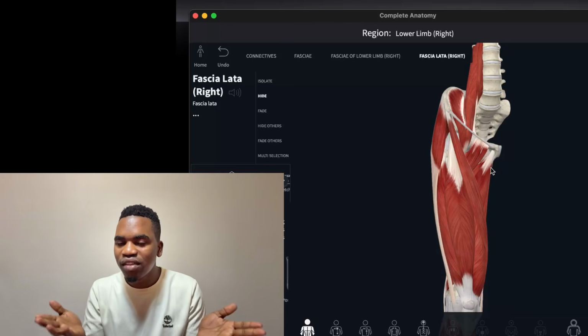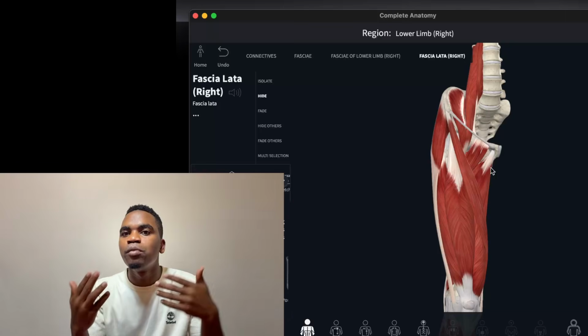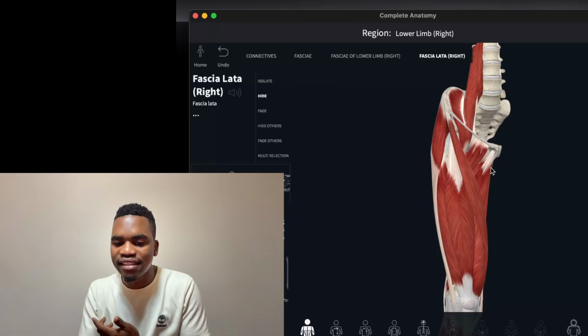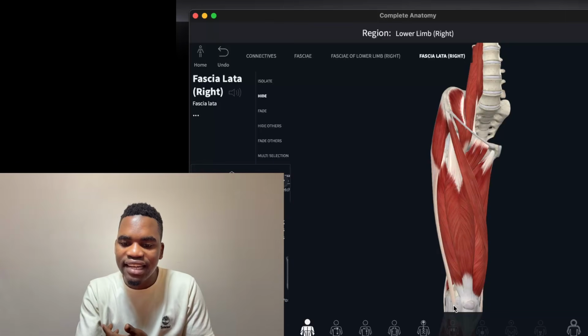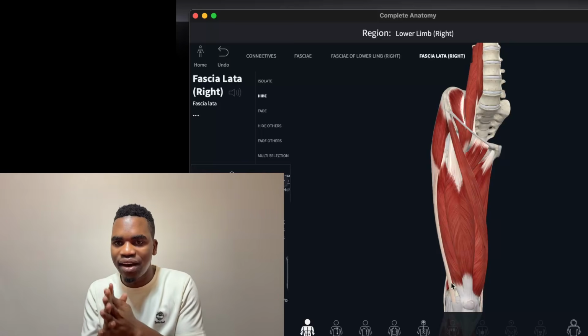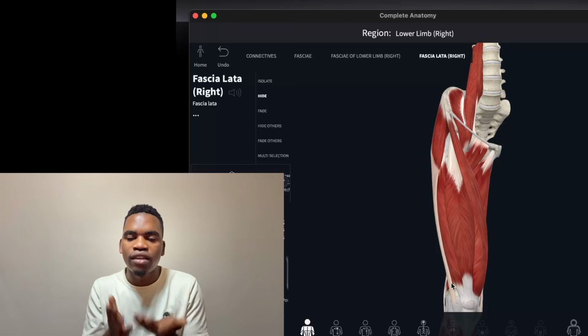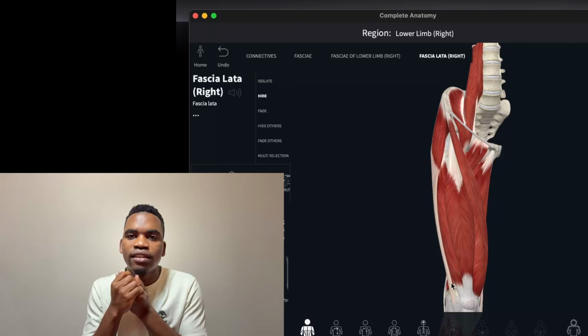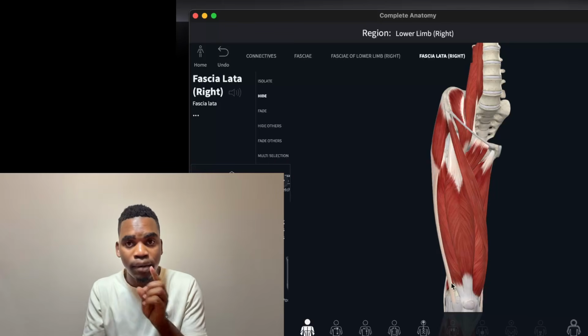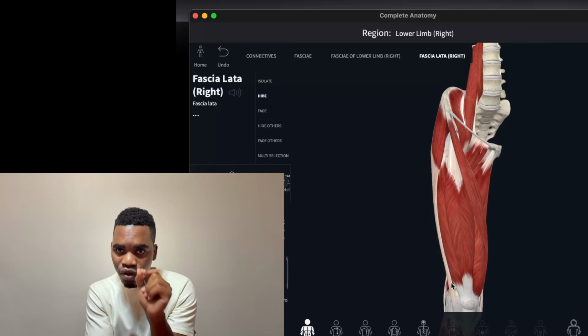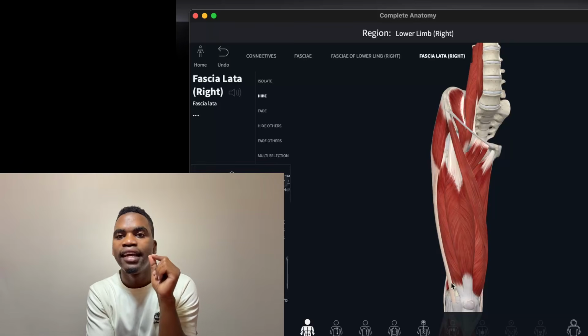The anterior compartment of the thigh is described as hip flexors and knee extensors. Hip flexors and knee extensors. You write that down. And what are the muscles of the anterior compartment? But keep in mind that not all these muscles will do hip flexion and knee extension.